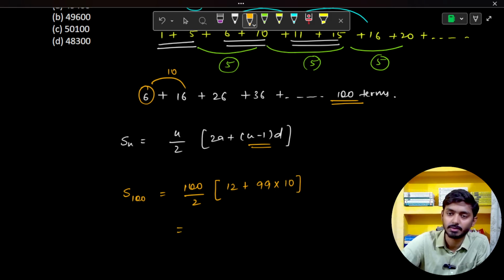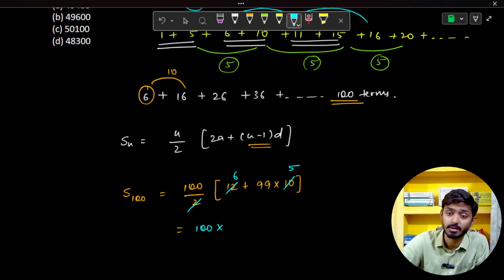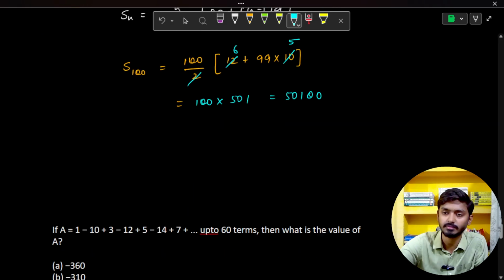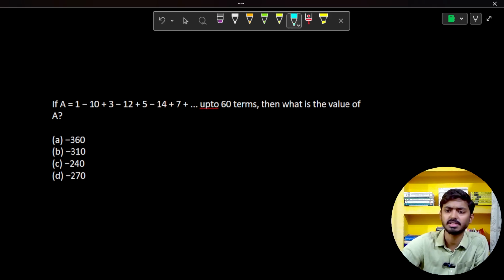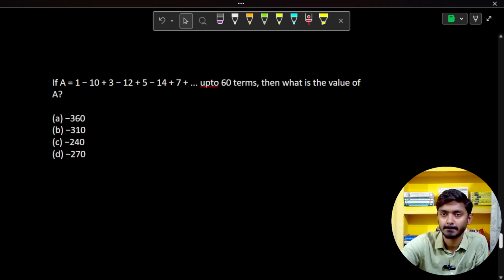If I can, I would divide 12 by 2. That would be 6 and this would be 5. That comes out to be 100 times, that would be 45, 495, 501. Final answer is 50100, which is option C. Simple as that. Next question. Again, very similar to the question we solved just now.